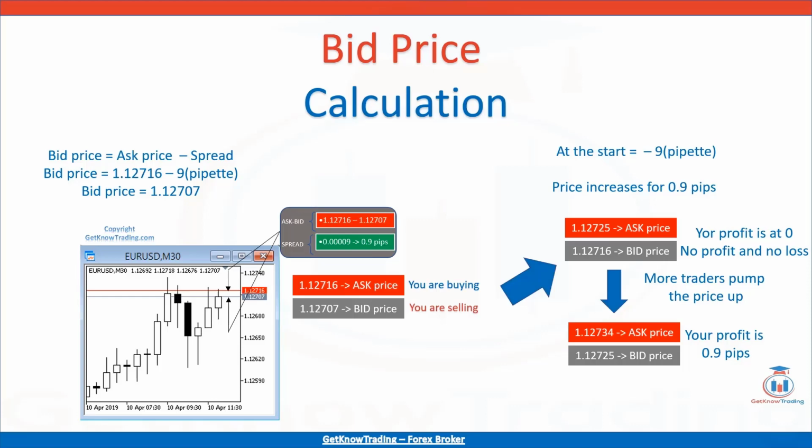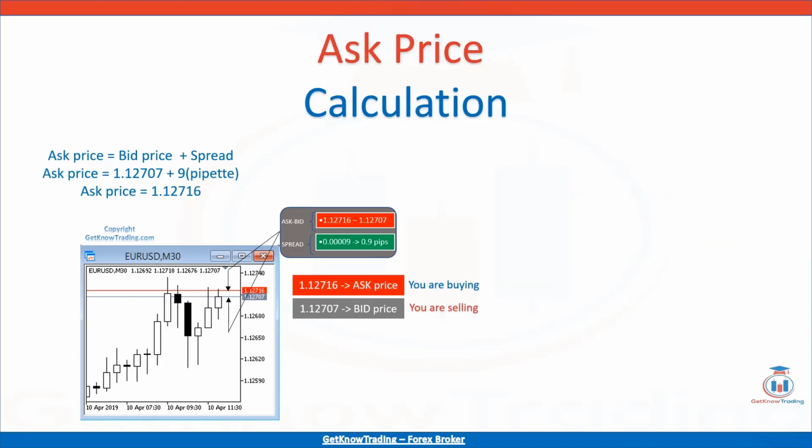Let me explain what the ask price means. Ask price means the price someone is willing to sell the currency pair to you at, and that is the price you buy the currency pair at. If the broker is a market maker, he will offer you the ask price he is willing to sell you the currency pair at. The ask price is calculated by adding the spread to the bid price, that is, ask price is equal to bid price plus spread.